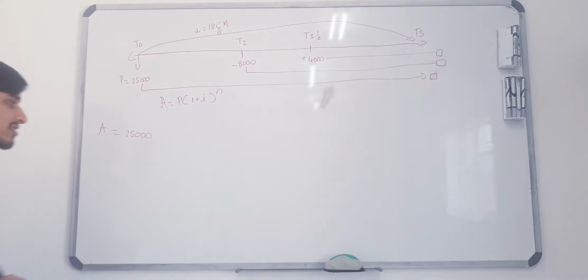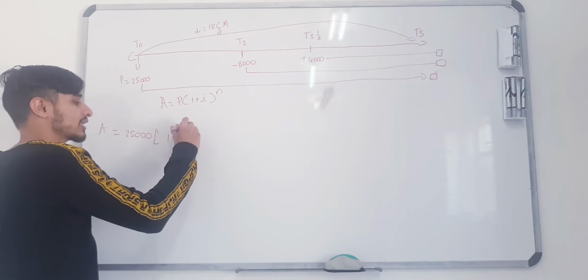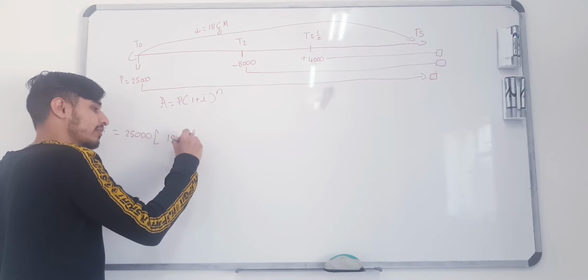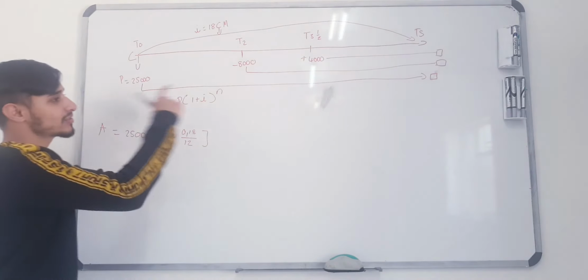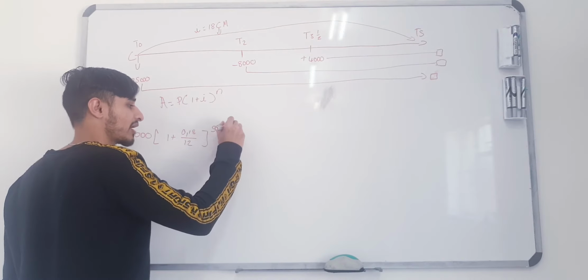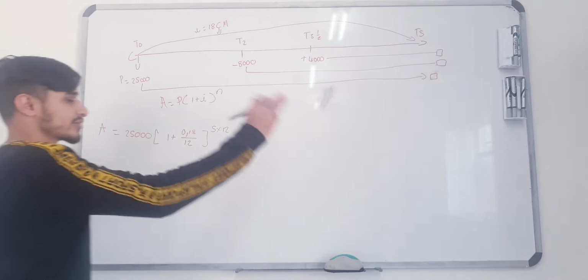25,000, right? Youngsters? It's going to be what? 25,000 into 1 plus, what's my interest rate? It's 0.18 divided by 12 multiplied by A. What's my N? N is from T0, so it's 5 multiplied by 12. See how simple that is, right? So now I've taken the 25,000 to the end.